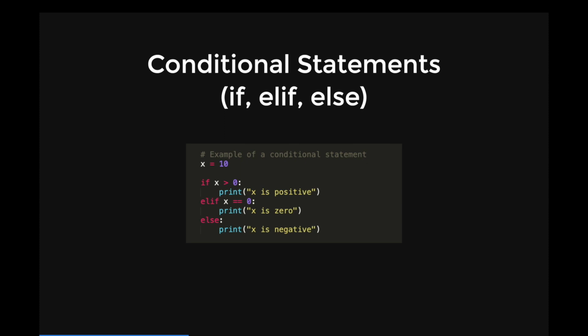Since it's true, it's not going to do anything else, because the next one is else if x equal to 0, print x is 0. Since x is 10, it already went through the first if, so it's not going to go there.